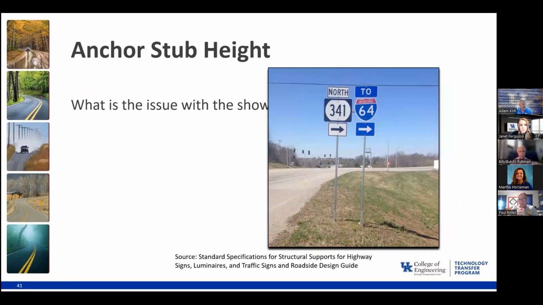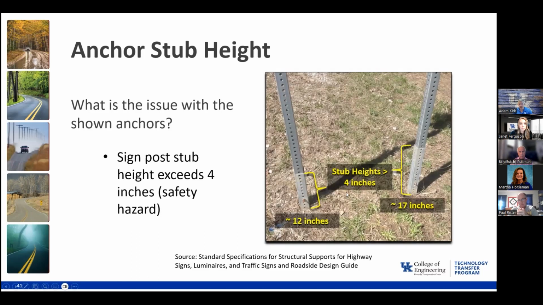In this picture, you can kind of see, these are on a state route. We're signing interstate signs, and it's kind of difficult to see from here, but you kind of see that color change between the two here. And when we go to look closer, we got about a 12 to 17 inch stub height. Not only can those catch on the bottom of a vehicle, if you think about it, if we've got a 36-inch anchor and you've got 17 inches of that sticking up out of the ground, what that means is you've only got 19 inches in the ground.